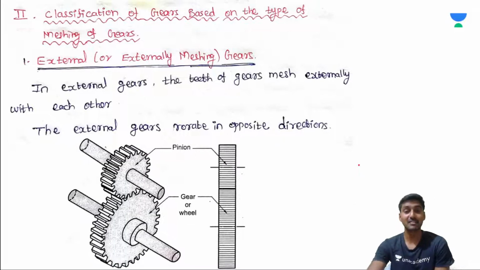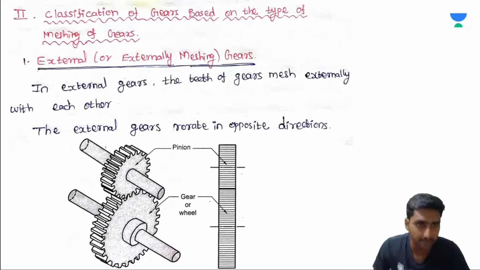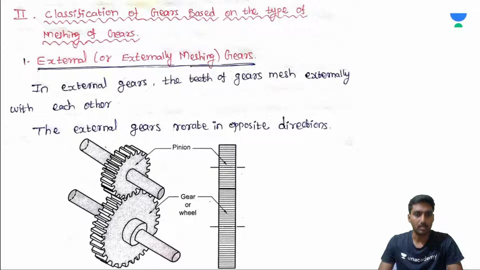Next, classification of gears based on the type of meshing. So what type of meshing of gears are we using? External, or externally meshing gears. In external gears, the teeth of the gears mesh externally with each other. The external gears rotate opposite to each other. If the pinion rotates in the anti-clockwise direction, the gear will rotate in the clockwise direction.